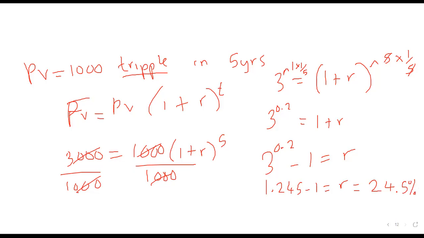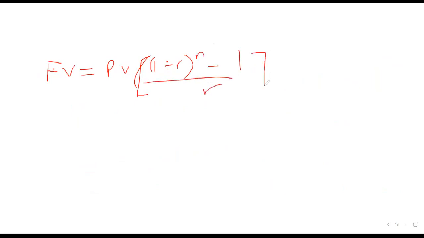So this is how we find the interest rate. Back to the annuities, we did the future value of an annuity, which was given by payment times 1 plus r to the power n minus 1, everything over r. This is how we find the future value of an annuity.